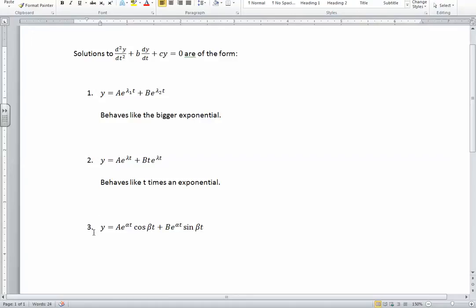Okay, now going on to the third one. Now the third one, as you might guess, is going to be considerably different because we have these trig functions in there as well. So before I go to the graphs, I'm going to show you a little bit of a manipulation that can help us understand this a little better.